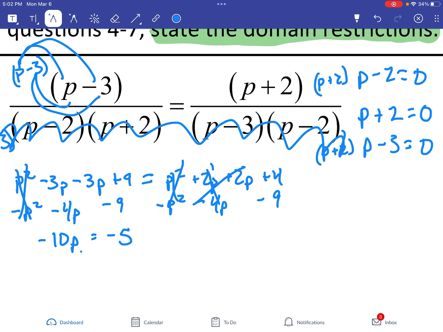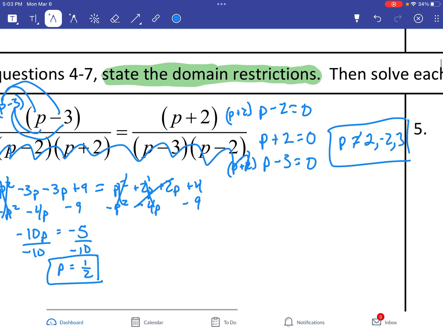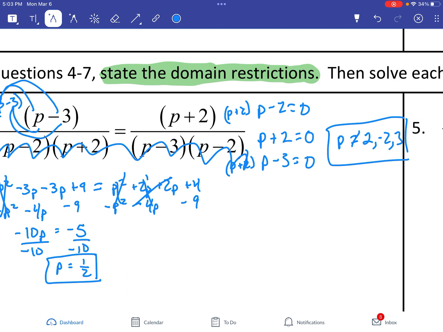To solve for p, I next need to divide by negative 10, and p will equal 1 over 2. So 5 over 10 is 1/2. And the two negatives make a positive. So this is my answer. And since that answer is not 2, negative 2, or positive 3, that answer will work.